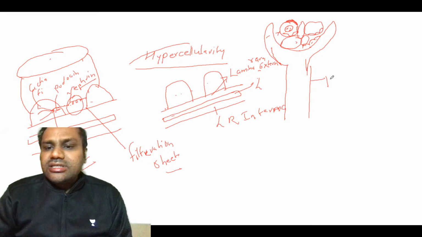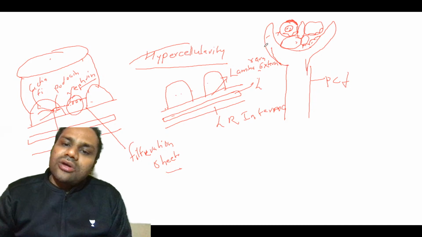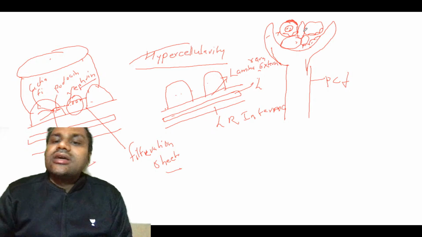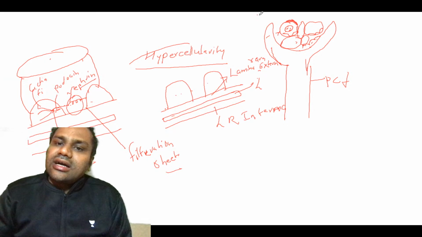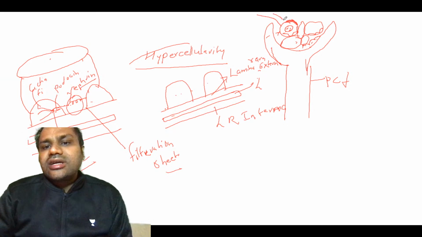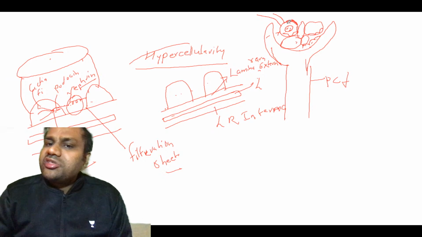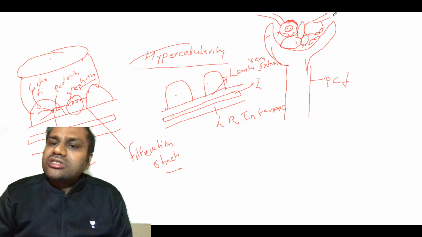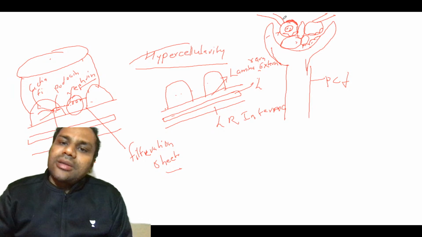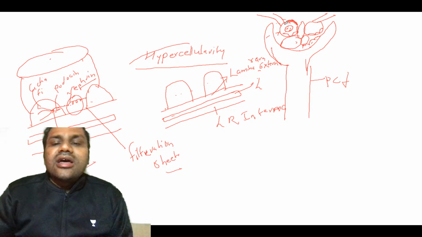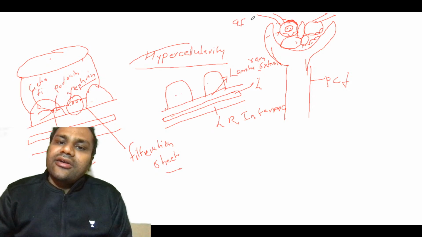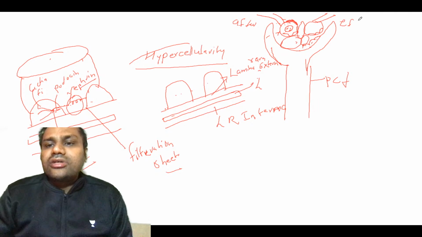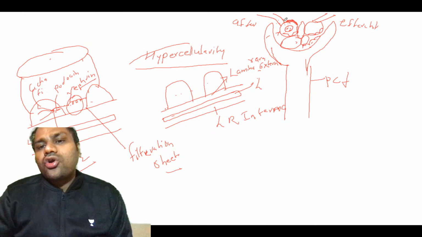By now what you know is the Bowman's capsule. Basically this is the PCT, and Bowman's capsule is a reflection of the PCT. There will be glomeruli which will have a vascular end: an afferent arteriole which is ending over here, and an efferent arteriole which is coming out of this. The place where the afferent and efferent arterioles meet the glomeruli is known as the juxtaglomerular apparatus.